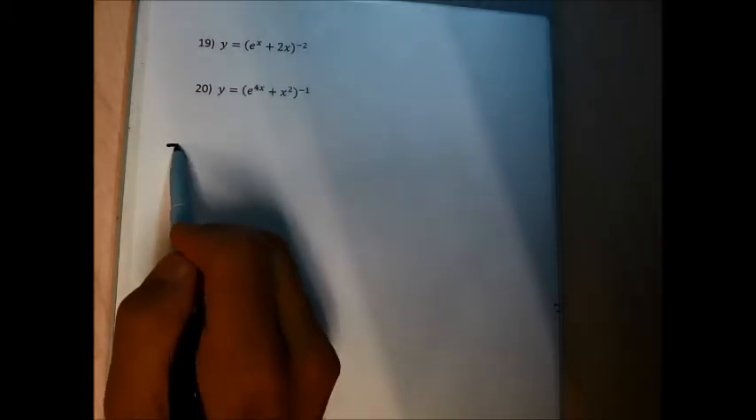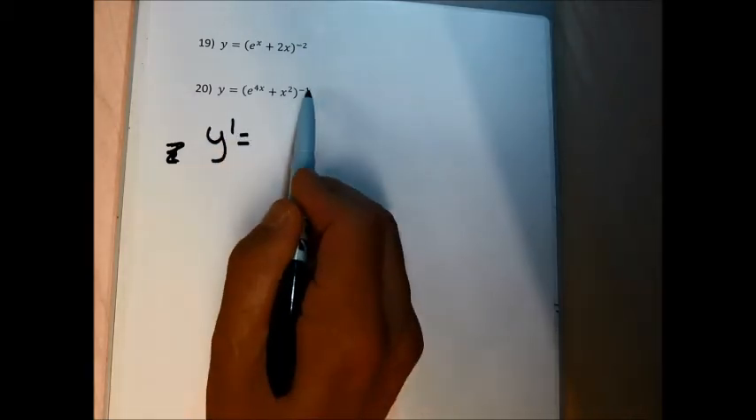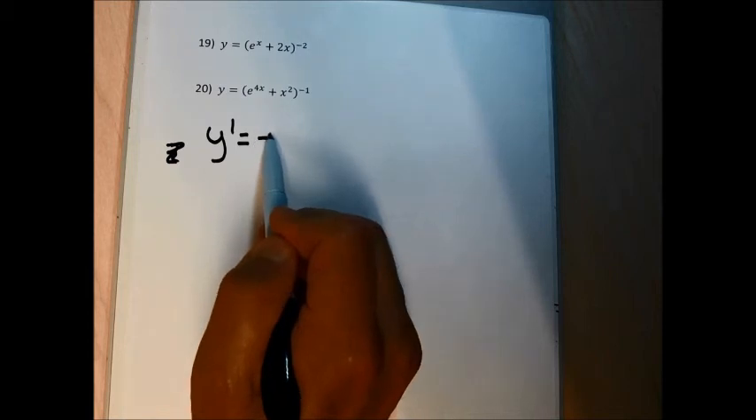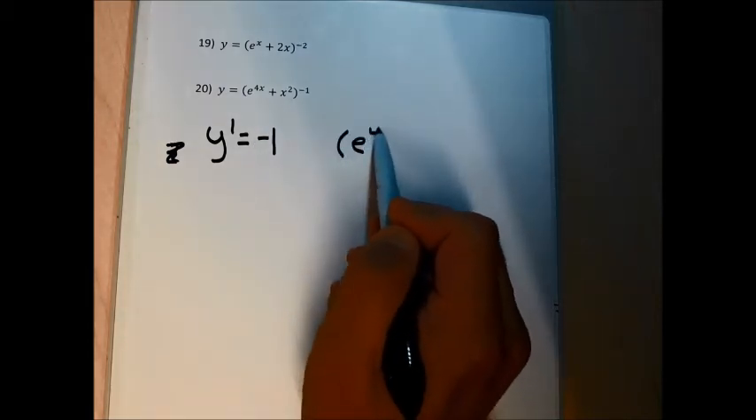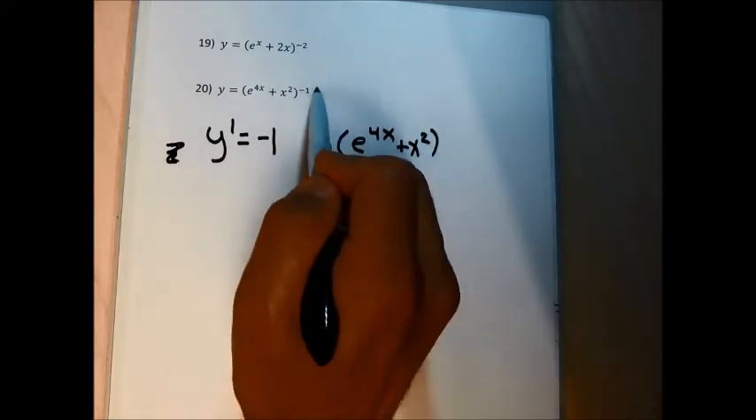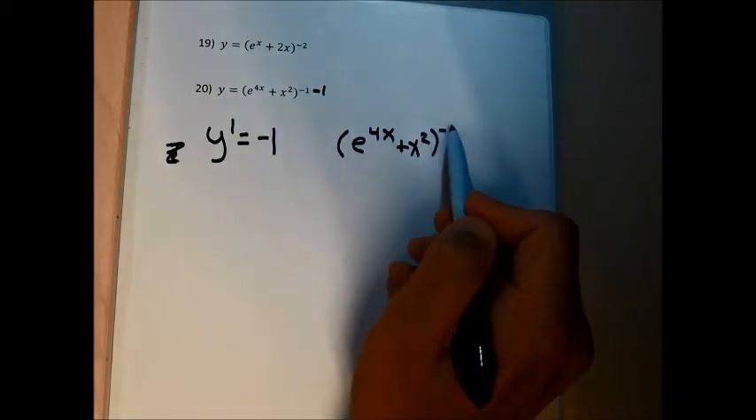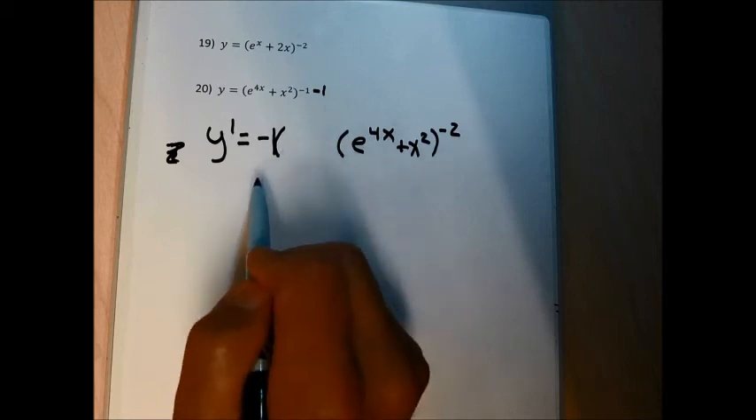Number 20 is just a pure chain rule because there's only one parenthesis with an exponent. When you have one parenthesis with an exponent, you usually use the chain rule. So I'm going to write y prime equals, and I'm going to do the shortcut to the chain rule. So I'm going to bring the exponent down, which is negative 1, leave myself some room, and I'm going to write e to the 4x plus x squared, lower the exponent by 1, negative 1 minus 1 is negative 2, and then I'm going to put a parenthesis because there's going to be two terms.